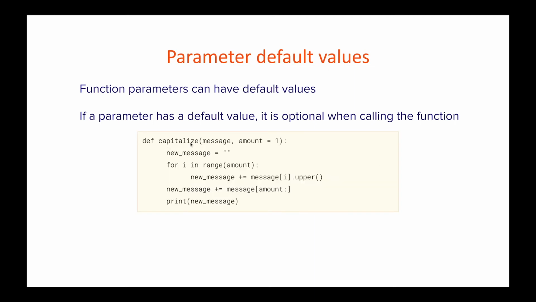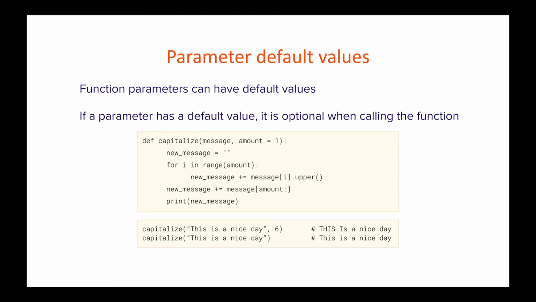Let's say we have a function that capitalizes a certain amount of letters from a message. Okay, so normally we only have amount equals 1. So here we give the default value of 1 to the amount parameter. That means it will only capitalize the first letter of the message, but we give the option to capitalize more than 1 letter if we want. So we simply create a new message from the original message by capitalizing a certain number of letters, and then we have the rest of the message attached, right? So we are printing out the capitalized message.